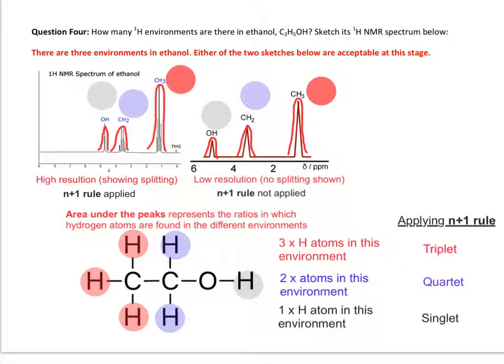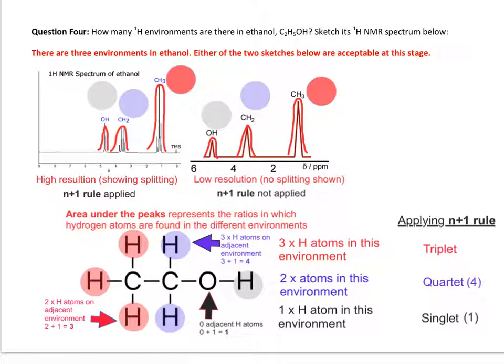you'd get those three splitting patterns like you can see in the high resolution version at the top of the screen. So starting with the singlet, the adjacent environment is an oxygen. There are no hydrogen atoms attached to it, so 0 plus 1 equals 1. So here on the purple highlighted hydrogens, there's three hydrogen atoms in the adjacent environment. 3 plus 1 equals 4. So on the red highlighted environment, there are two hydrogen atoms on the adjacent environment. 2 plus 1 equals 3, so triplet.